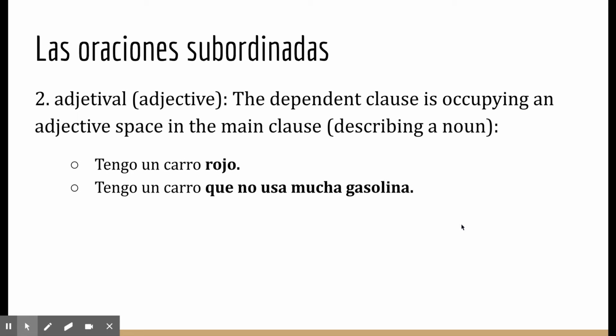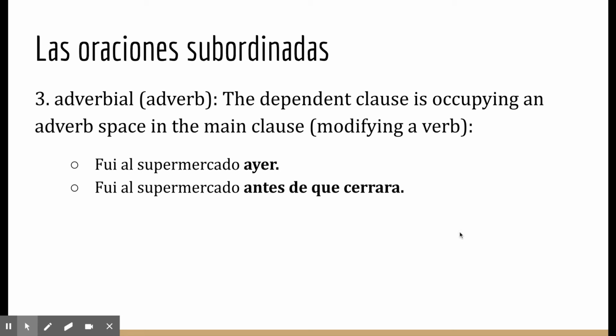It could also be an adjective clause. And in an adjective clause, the dependent clause is occupying an adjective space in the main clause, which means that it is describing a noun. So you could say, tengo un carro rojo, and rojo is describing carro, it's an adjective. Or you could say, tengo un carro que no usa mucha gasolina. And now, que no usa mucha gasolina is describing carro, so it's functioning as an adjective because it's sitting in an adjective spot and it's describing carro. That's it for adjective ones.